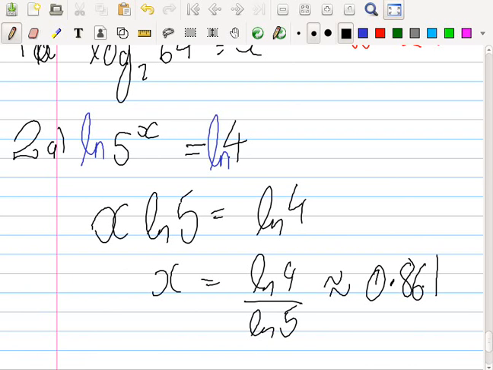But as somebody said, you could use log base 4. In fact, you can use log base anything. But I'm going to stick to using natural log since that's on everybody's calculator.